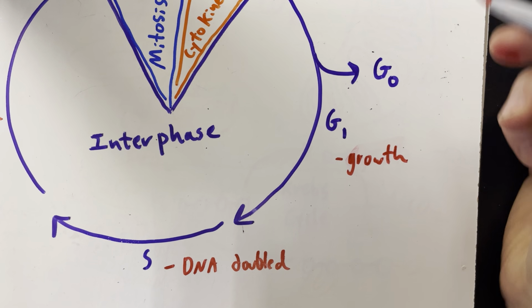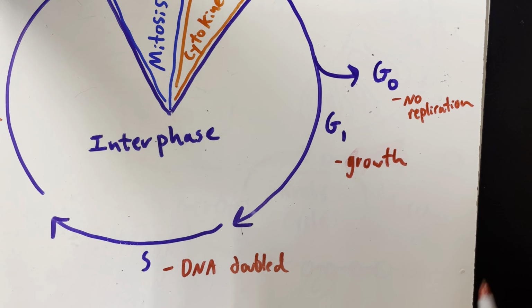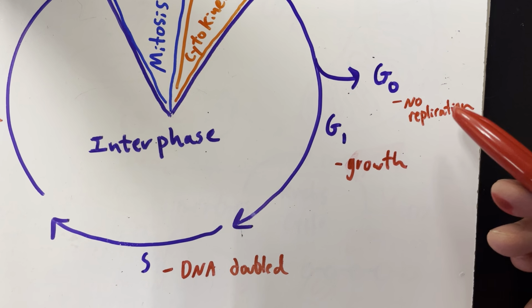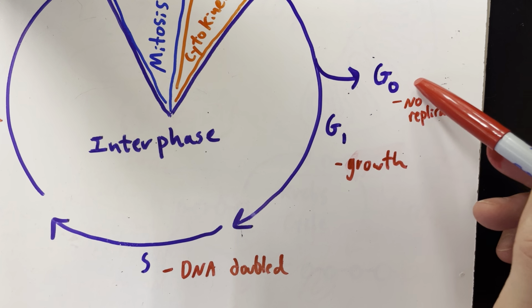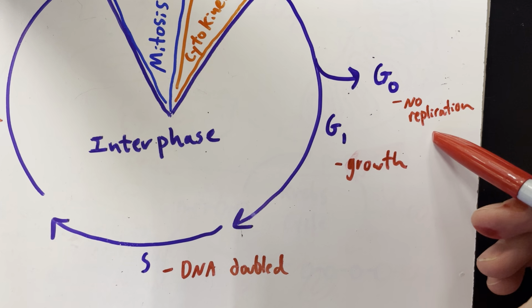Which is, it stands for gap actually, but I remember it through growth because this is part of the growth phase where it gets bigger. So no replication. Cool. So most actually, over 90% of your cells are actually hanging out in this G0 phase, where they don't have to replicate.